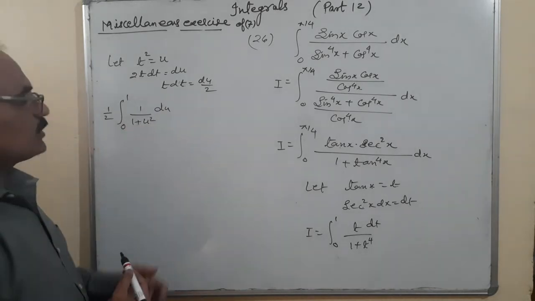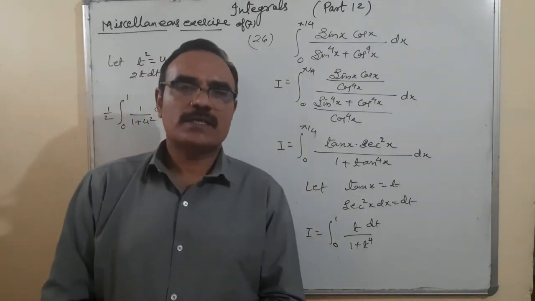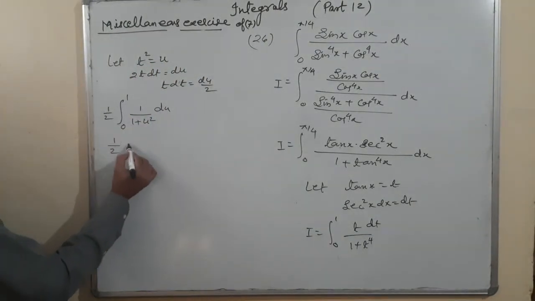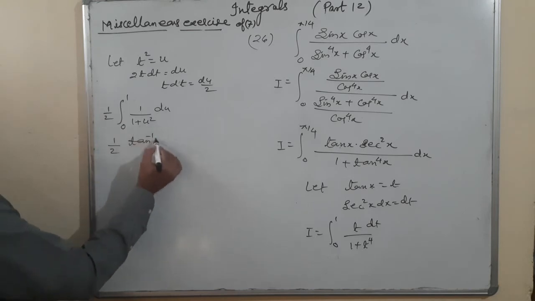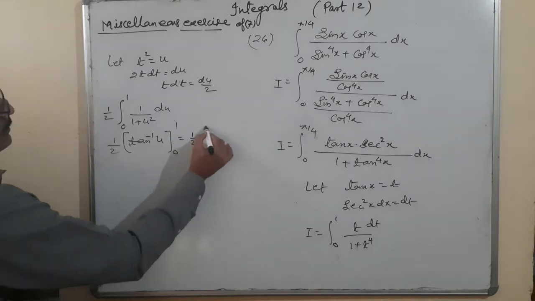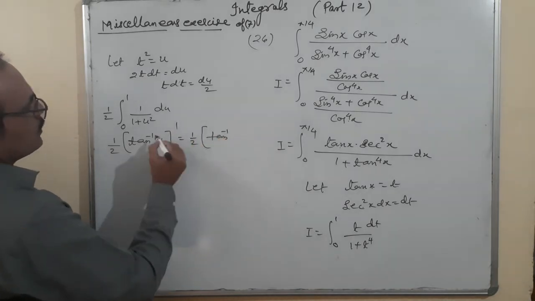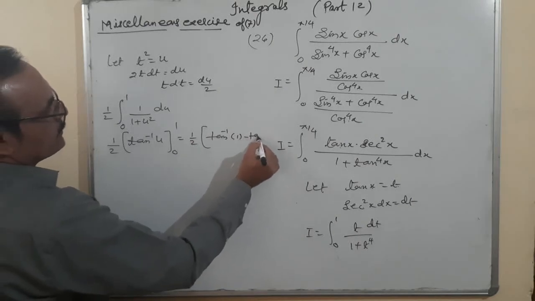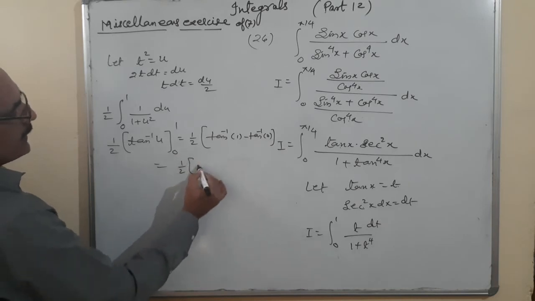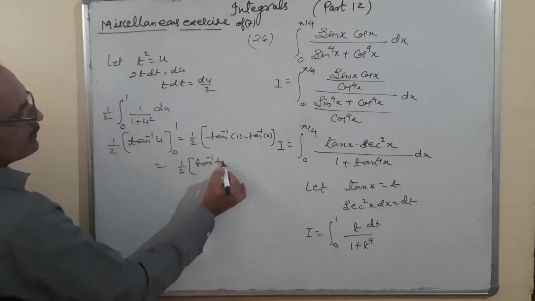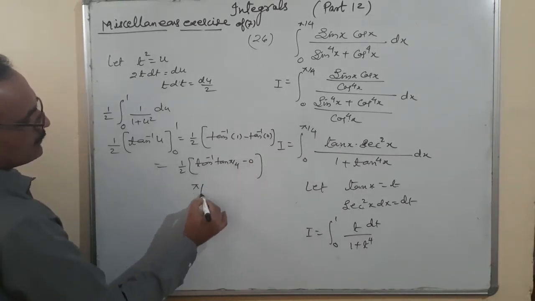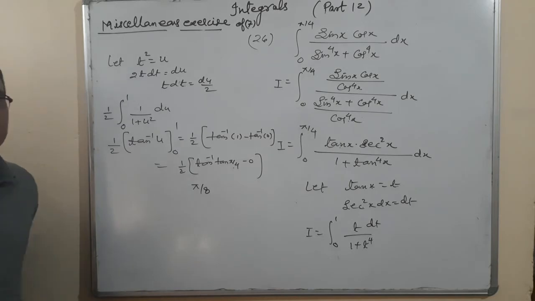And that is a direct formula: 1 upon a square plus x square, or 1 upon 1 plus x square, gives tan inverse x upon a, or tan inverse x. So 1 upon 2 tan inverse u from 0 to 1. So 1 upon 2 tan inverse 1 minus tan inverse 0. Tan inverse 0 is 0. 1 upon 2 tan inverse 1, what is the value of 1? Tan pi by 4, minus 0. Tan inverse tan cancel, pi by 8 will be the answer.